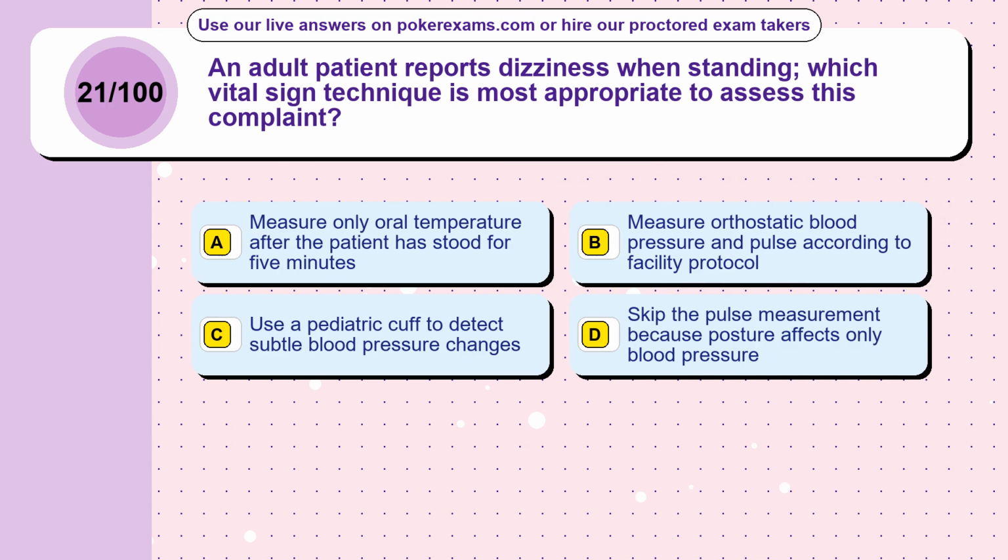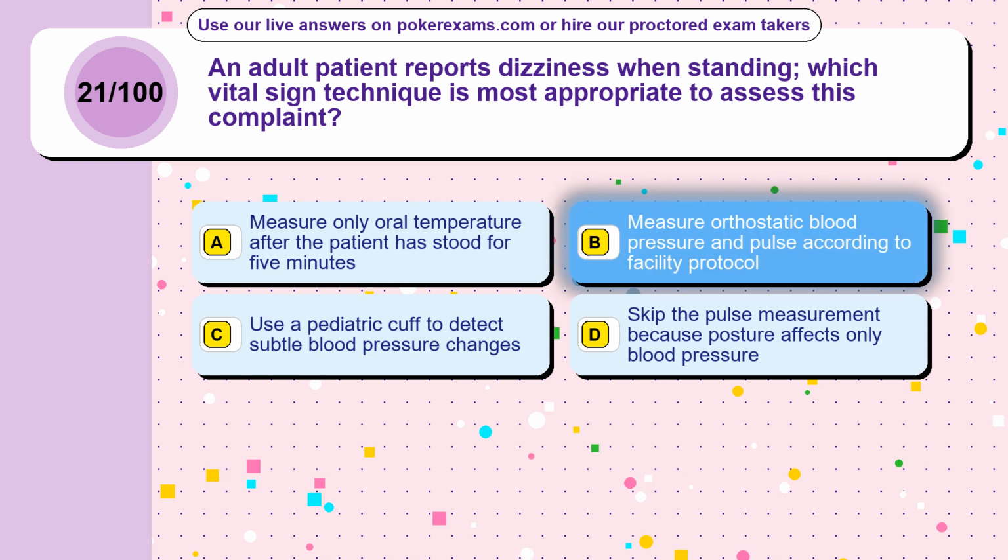Question 21. An adult patient reports dizziness when standing. Which vital sign technique is most appropriate to assess this complaint? Option A. Measure only oral temperature after the patient has stood for 5 minutes. Option B. Measure orthostatic blood pressure and pulse according to facility protocol. Option C. Use a pediatric cuff to detect subtle blood pressure changes. Option D. Skip the pulse measurement because posture affects only blood pressure.